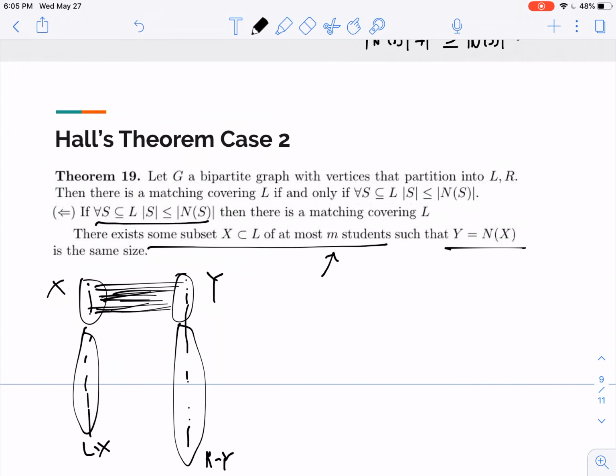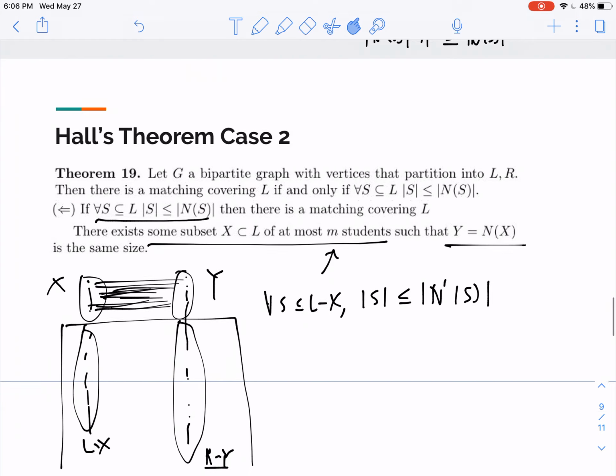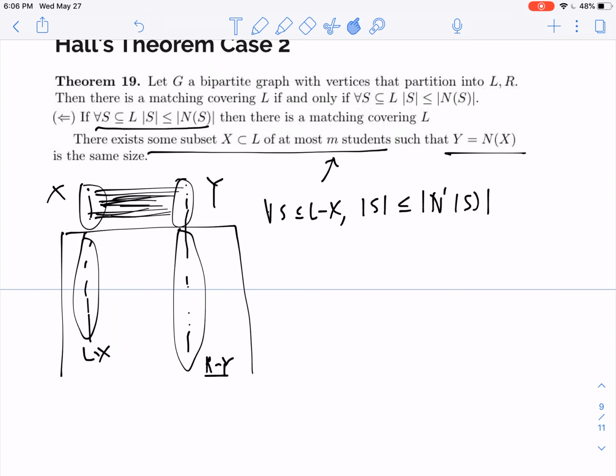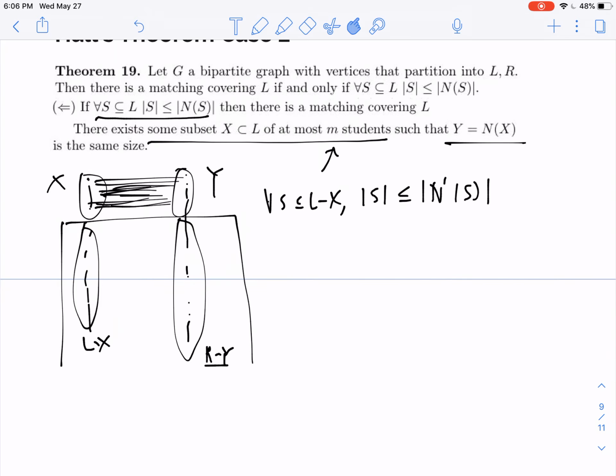And now, let's try to make a matching between L minus X and R minus Y. We want to show that for any subset S of L minus X, the size of S is less than or equal to the size of N prime of S. Here, N prime of S indicates the number of neighbors of S in R minus Y. So it's like considering the bottom half of this graph, and how many tutors they would prefer. We want to show that in the remaining tutors, since we already used all of the tutors in Y, they prefer at least as many tutors. Great. So how are we going to prove this?